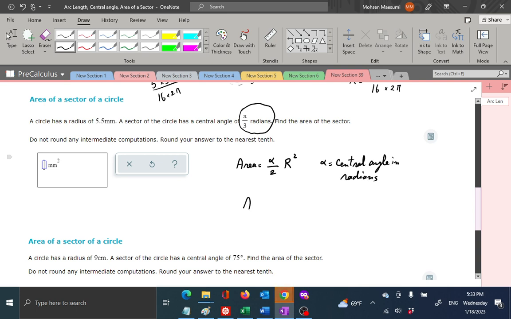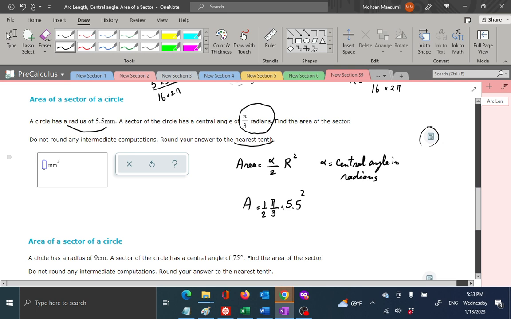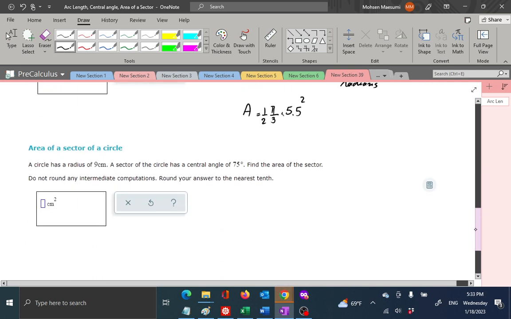So what do I want to do? I have my radius, that's easy. So alpha is pi over three. Take half of that, times the radius, which is 5.5 squared. So again, all you have to do is enter all these quantities in your calculator in a single go, calculate this thing, and to the nearest tenth you want to figure that out.